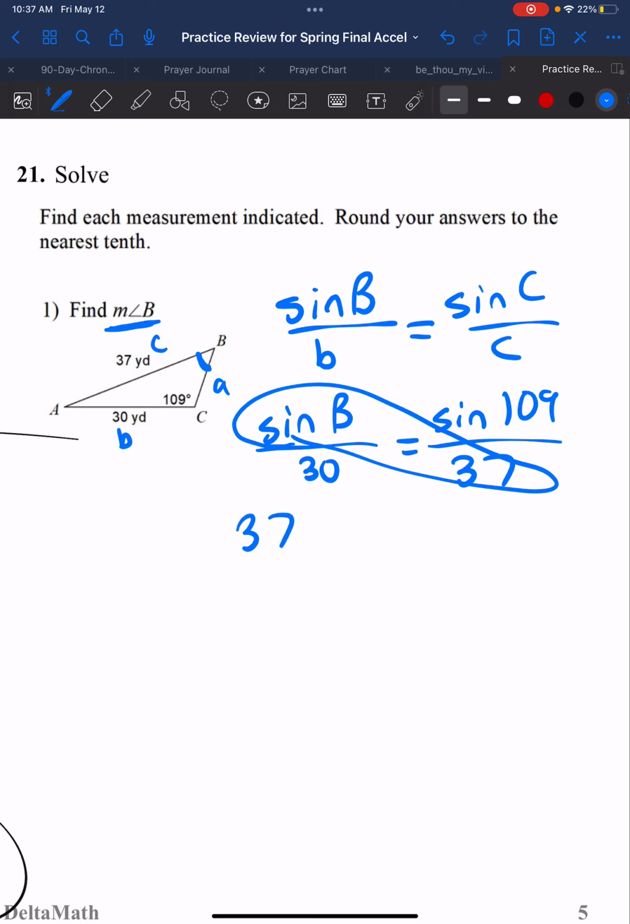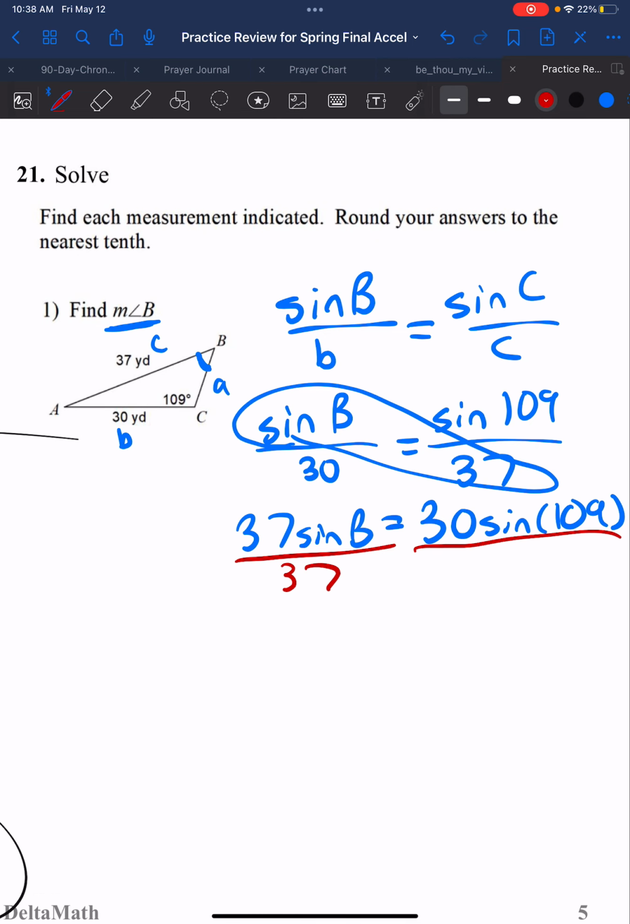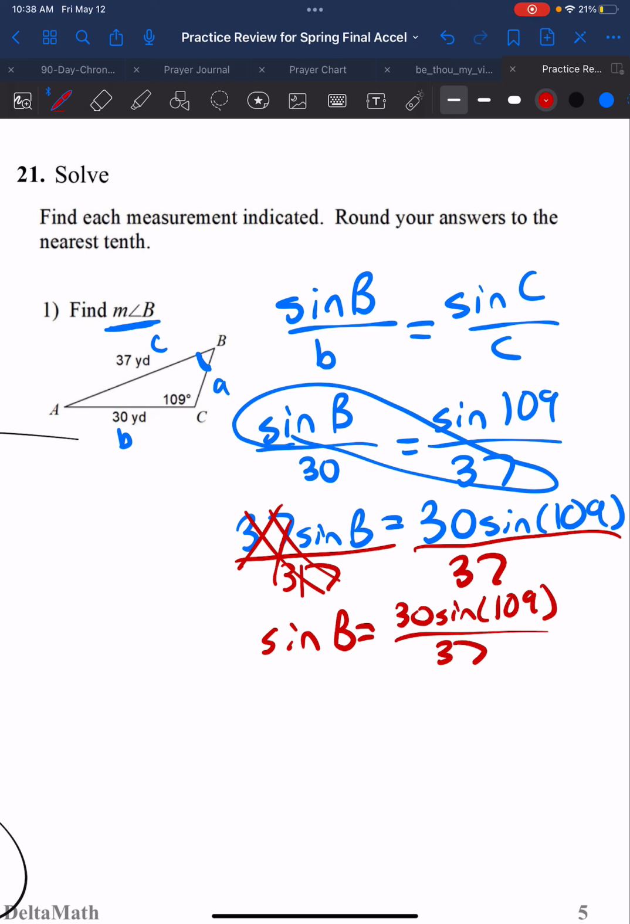So 37 sine B equals 30 times sine 109, and I'm going to put sine 109 in parentheses. Here's a really helpful tip: do not type anything in until your variable is completely isolated. First, don't calculate anything. I'm going to divide by 37 on both sides because I'm trying to get B by itself. So I have sine B equals 30 sine 109 over 37.